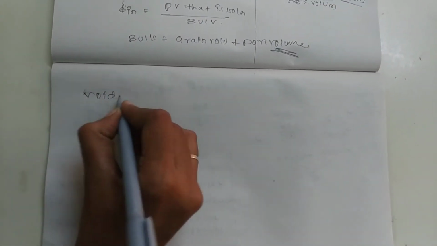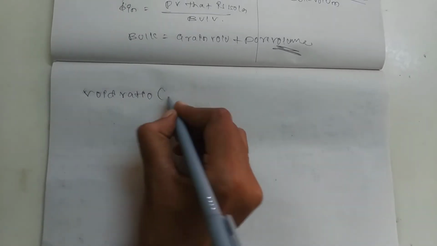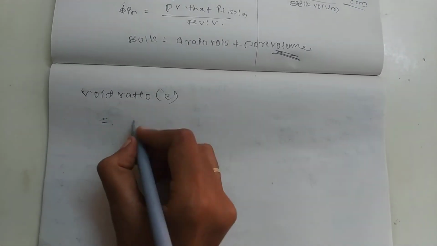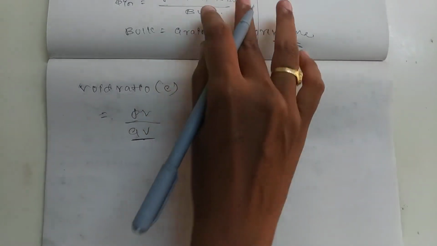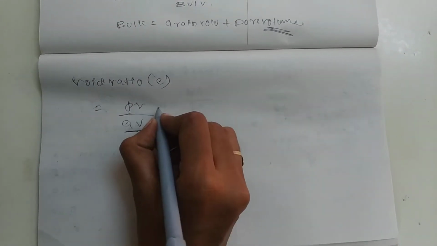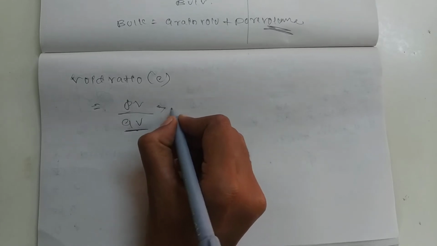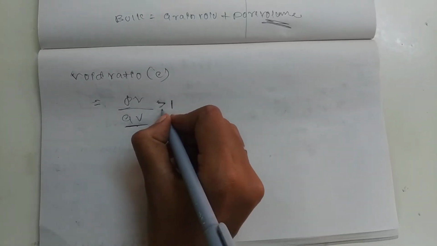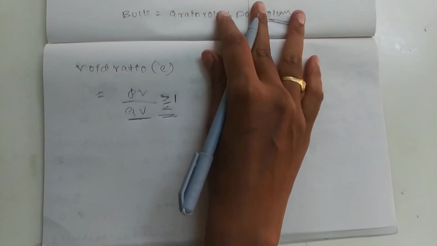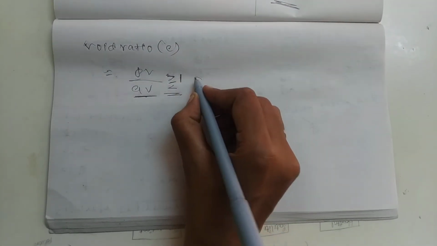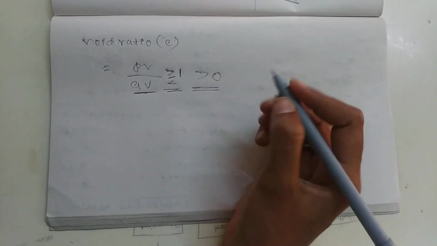And there is also another term called void ratio, which is represented by e. It is equal to pore volume by the grain volume. It's not bulk volume, and it can be greater than 1, equal to 1 or less than 1. But we should make sure that it is always greater than 0, because it can't be negative, right?